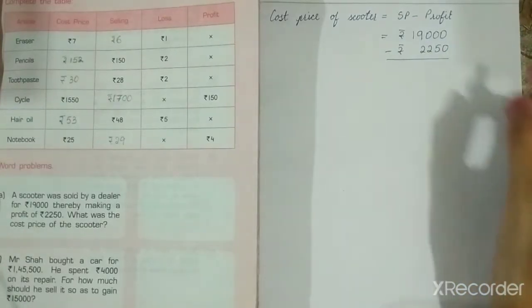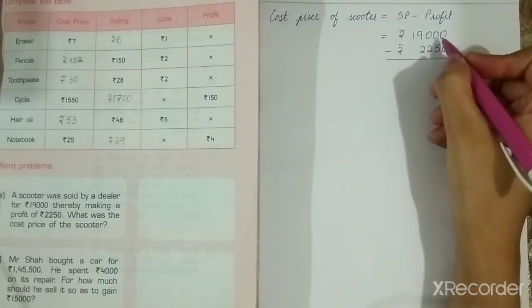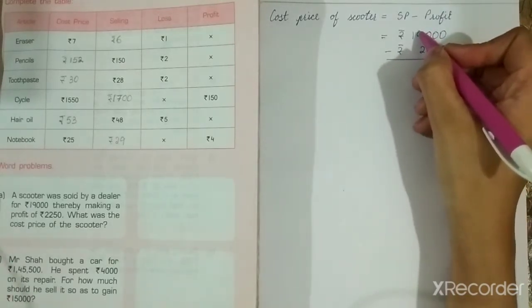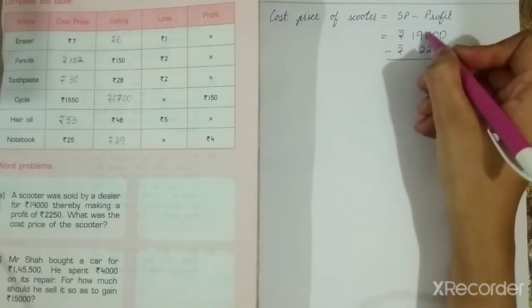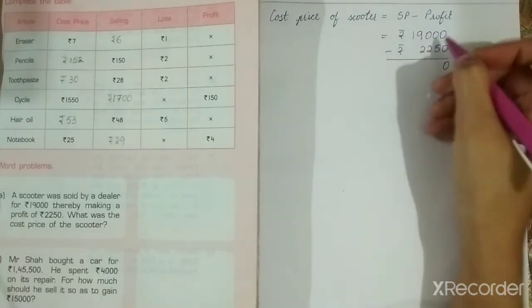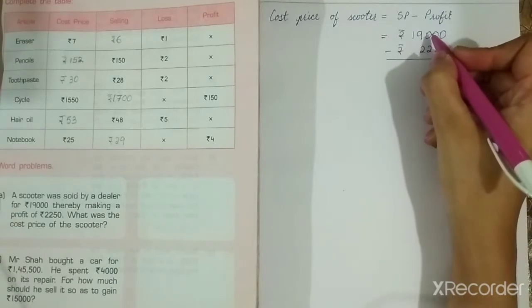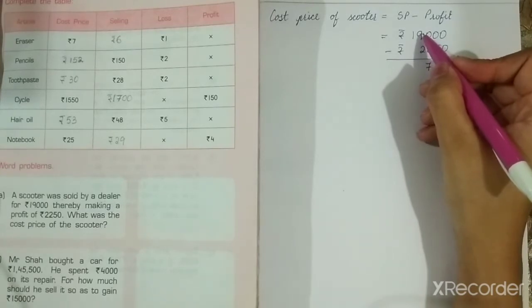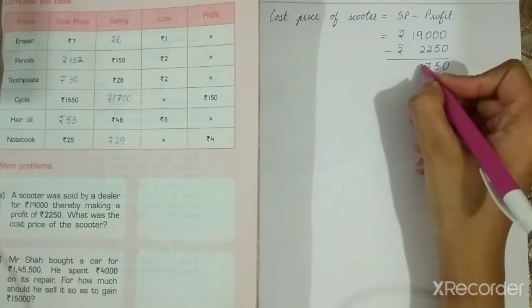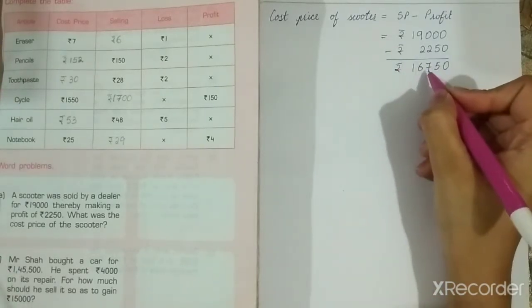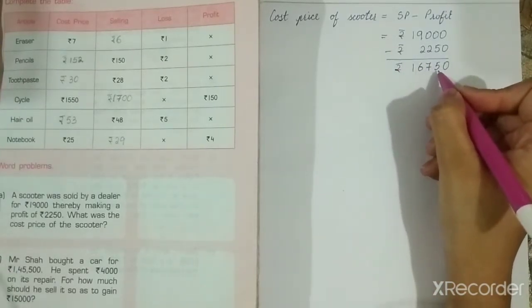2,250. If I subtract 0 minus 0 is 0. 0 minus 5, I cannot subtract 5 from 0, so I will borrow it from here. So this 9 will become 8, this will become 10, and from this 10 if I borrow it again it will become 9 and this will become 10. So 10 minus 5 is 5, and this will become 9. 9 minus 2 is 7. This 9, since I have already borrowed 1, becomes 8. So 8 minus 2 is 6 with 1.